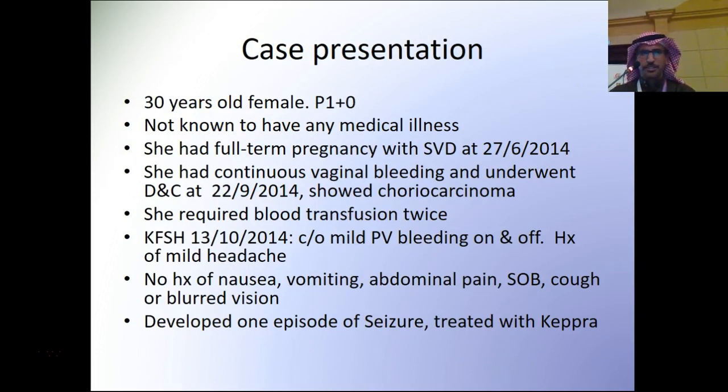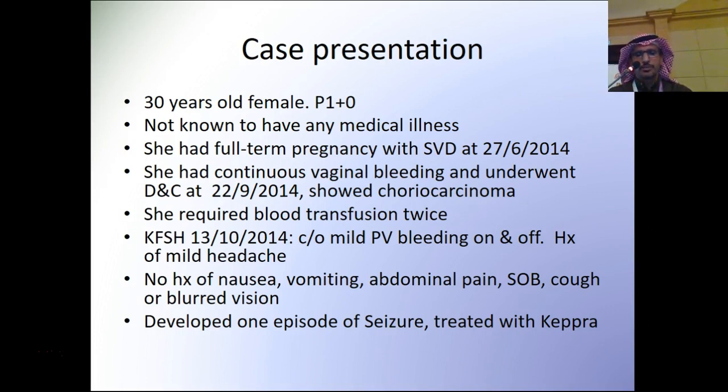Since there is still time, I'll give you an example of a case presentation. This is a 30-year-old female, BRCA1 negative, not known to have any medical illness. She had a full-term pregnancy with spontaneous vaginal delivery on 27 June 2014. After that, she had continuous vaginal bleeding and underwent dilatation and curettage on 22 September 2014, which showed choriocarcinoma. She required blood transfusion twice because of low hemoglobin and continuous vaginal bleeding.